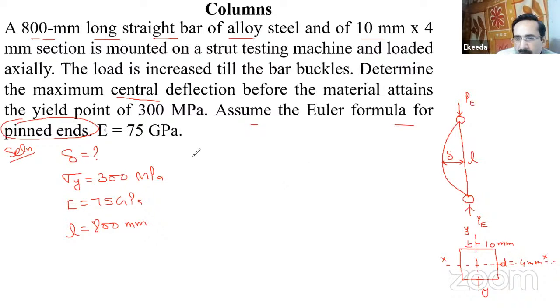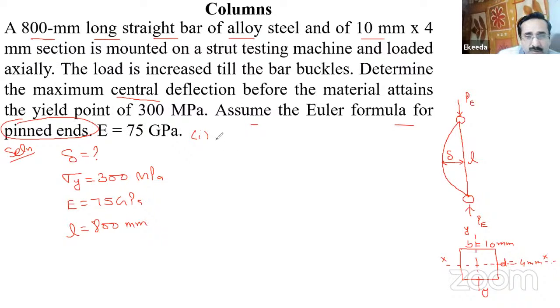There are two ways to proceed. First, you can neglect the direct stresses because the failure may take place due to combined stresses, right? So for that you have to find the slenderness ratio. If slenderness ratio is higher, more than 80 or about 100 or 120, you can neglect the direct stresses. Otherwise, you can also take into account the direct stresses.